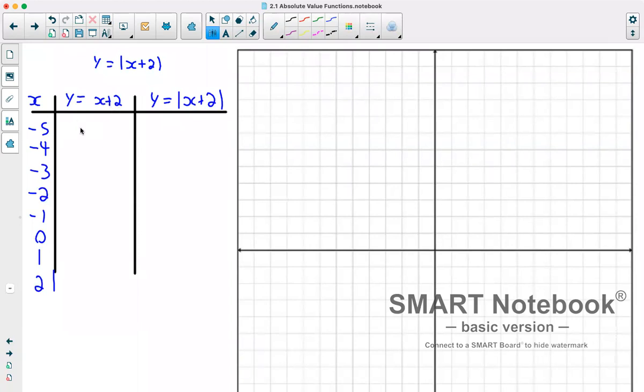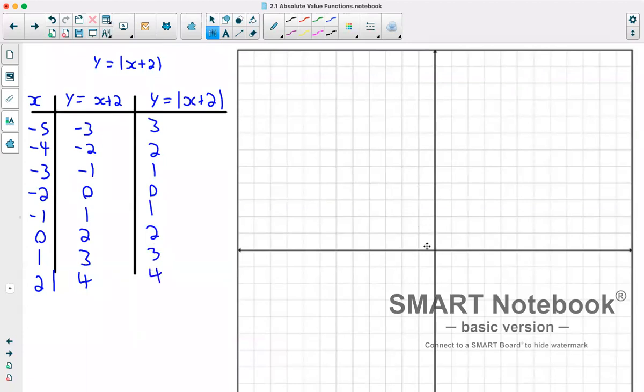So -5 plus 2 is -3. -4 plus 2 is -2. -3 plus 2 is -1. -2 plus 2 is 0. -1 plus 2 is 1. 0 plus 2 is 2. 1 plus 2 is 3. 2 plus 2 is 4. So we'll now, in this last column, take the absolute values of these. So -3 becomes +3, -2 becomes +2, -1 becomes 1. And we've got 0, 1, 2, 3, and 4.